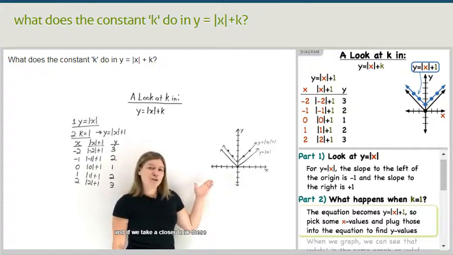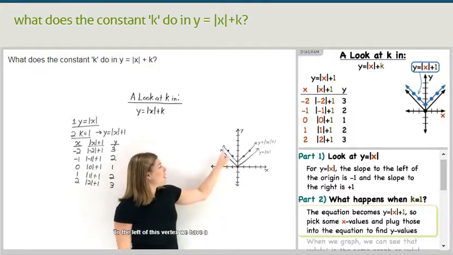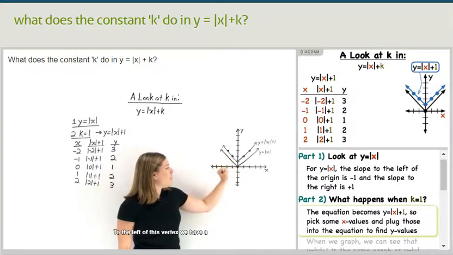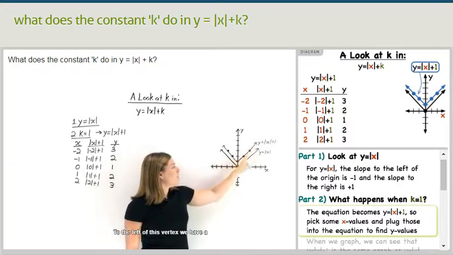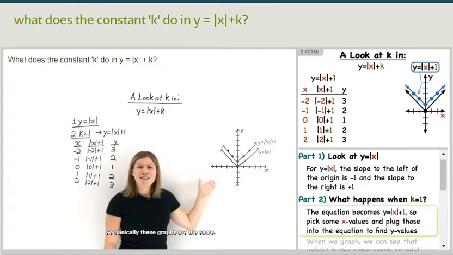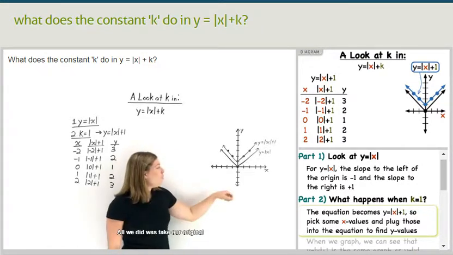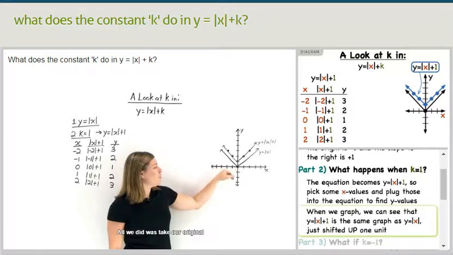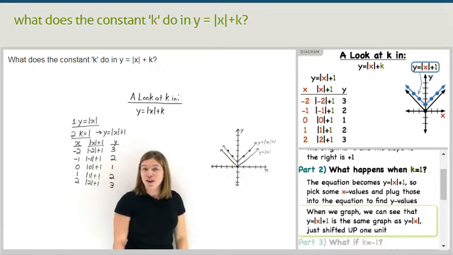And if we take a closer look, these graphs are the same shape and size. To the left of this vertex, we have a slope of -1. And to the right of the vertex, we have a slope of 1. So basically, these graphs are the same. All we did was take our original graph and shift it up 1 unit.